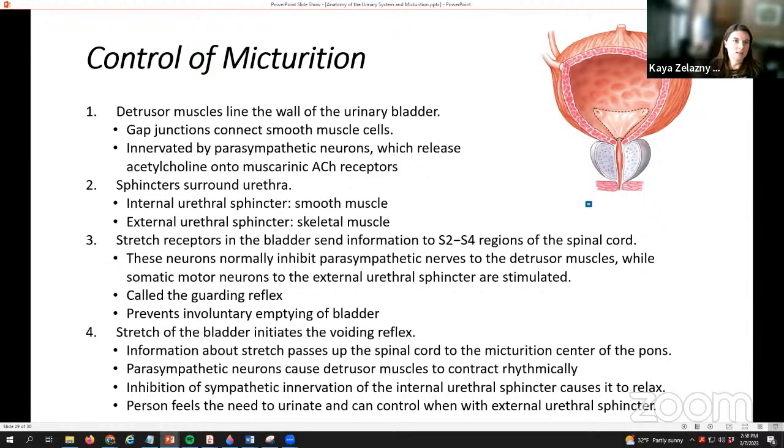Okay. Next, we're thinking about the sphincters around the urethra. Okay. So here we have our internal urethral sphincter made of smooth muscle and the external urethral sphincter made of skeletal muscle. Okay.